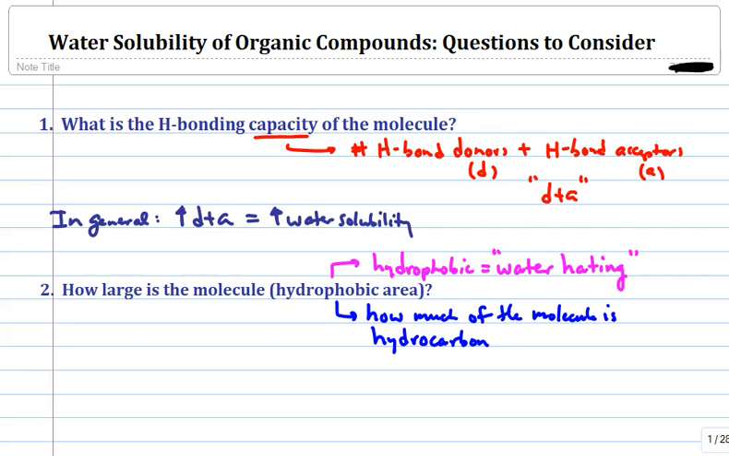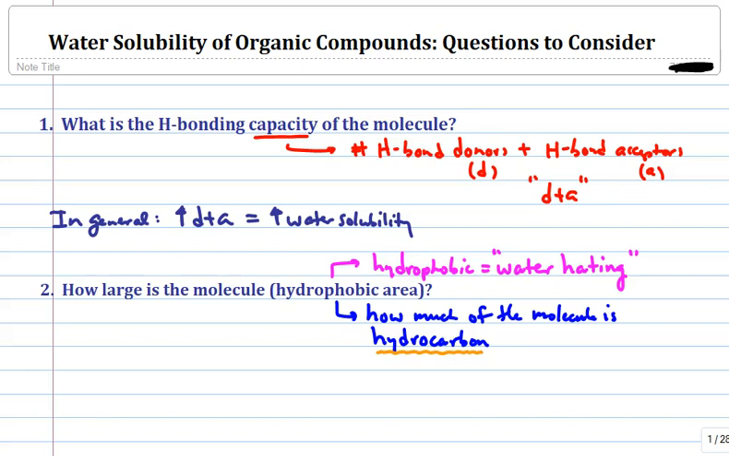But that's not the only thing we have to consider. There's a second question here. How large is the molecule? And really it's not about how large it is, it's about hydrophobic area. That is, how much of the molecule is hydrophobic or water hating? And typically you can just look and see how much of the molecule is hydrocarbon, because that's really the source of hydrophobicity or nonpolar nature of an organic compound.